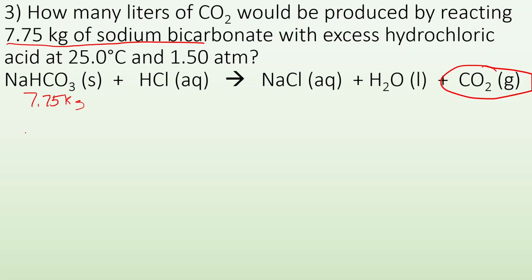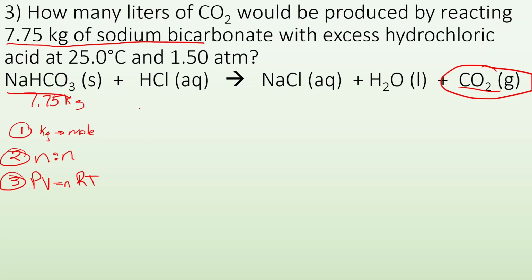So we're going to have to do this problem in steps. First step is to convert those kilograms to moles. We've got to go kilograms, grams, then grams to moles using the GFM. Once we have moles of that, then we can find the mole to mole ratio for the sodium bicarbonate to CO2. And then third, I can use PV equals nRT to solve for my volume. Let's start. I've got 7.75 kilograms, which I multiply by 1,000 grams for every 1 kilogram, and I end up with 7,750 grams of sodium bicarbonate.